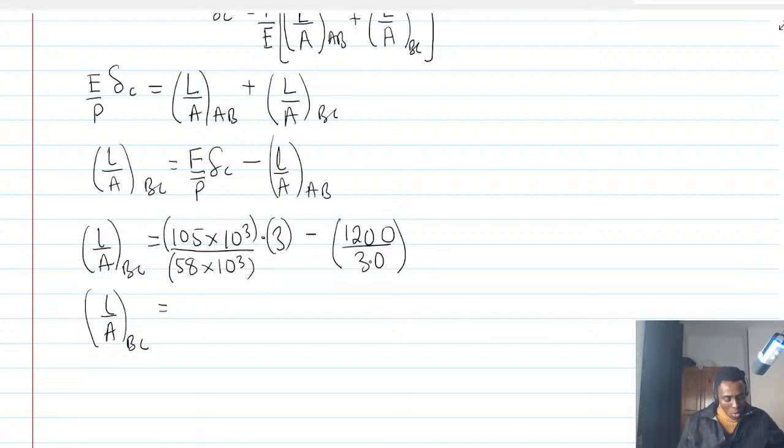So what is the ratio of the length over the area for BC? This is the last question I'm solving on this type of problems. There are several types which I would urge you to actually spend some time and then solve.